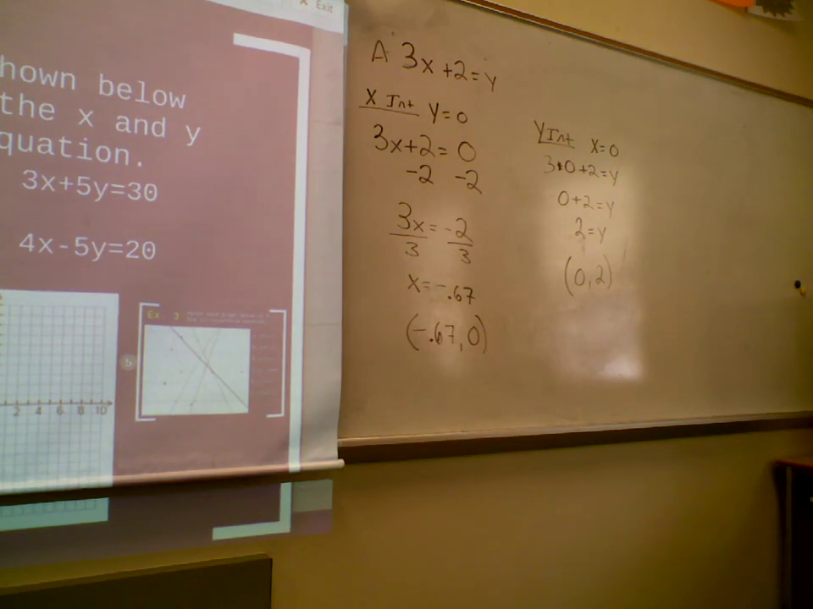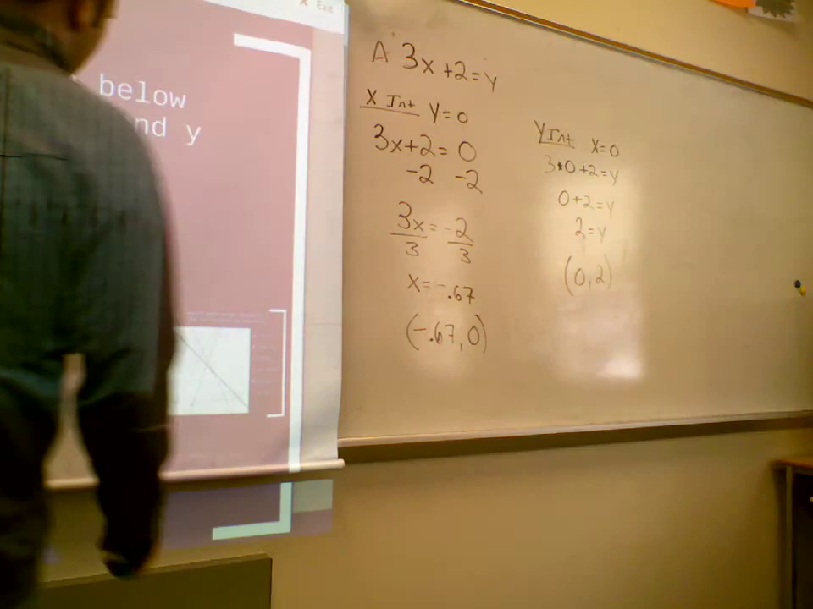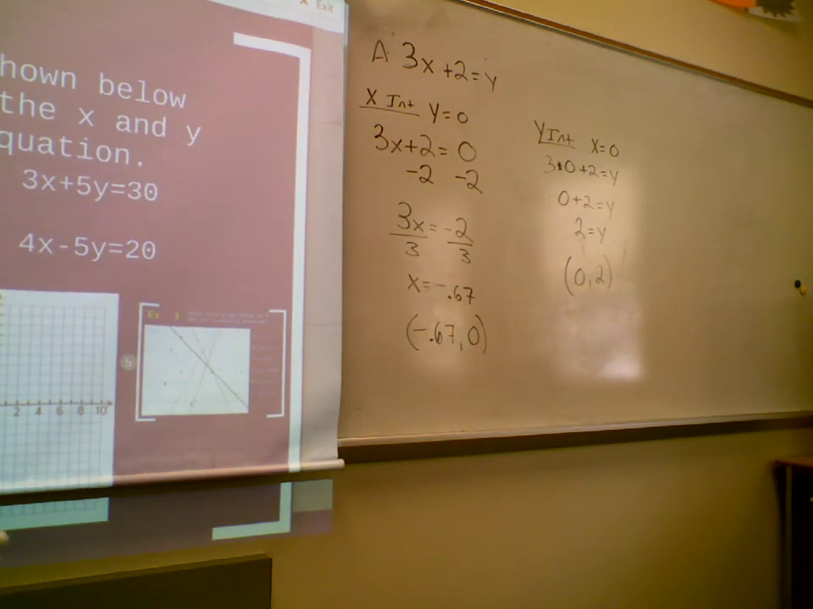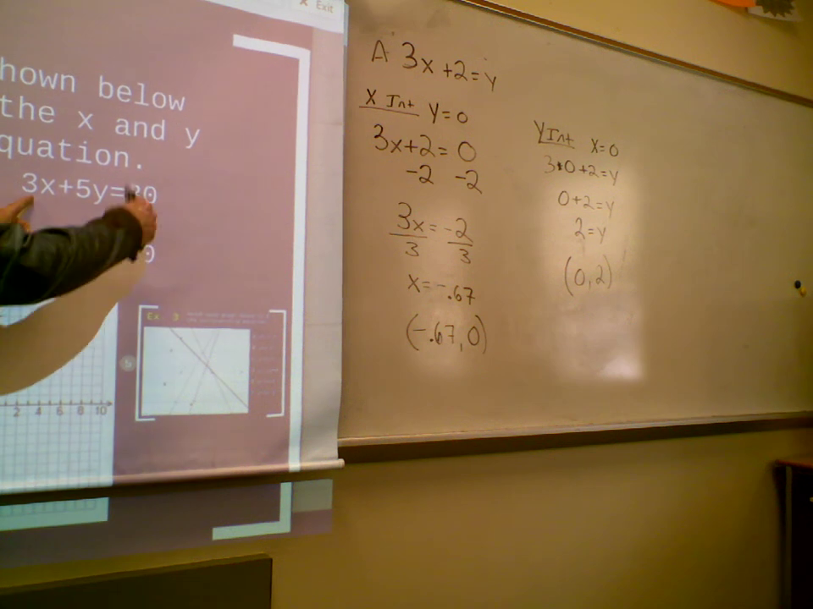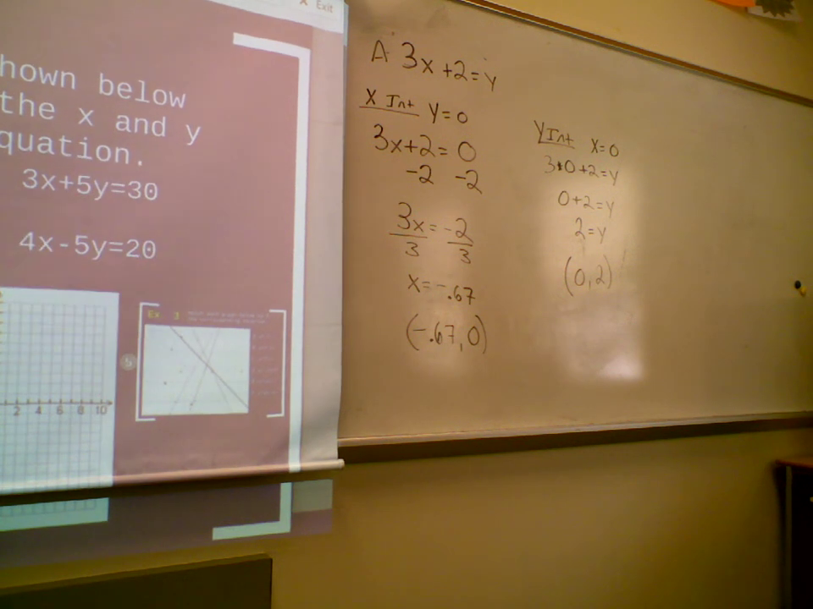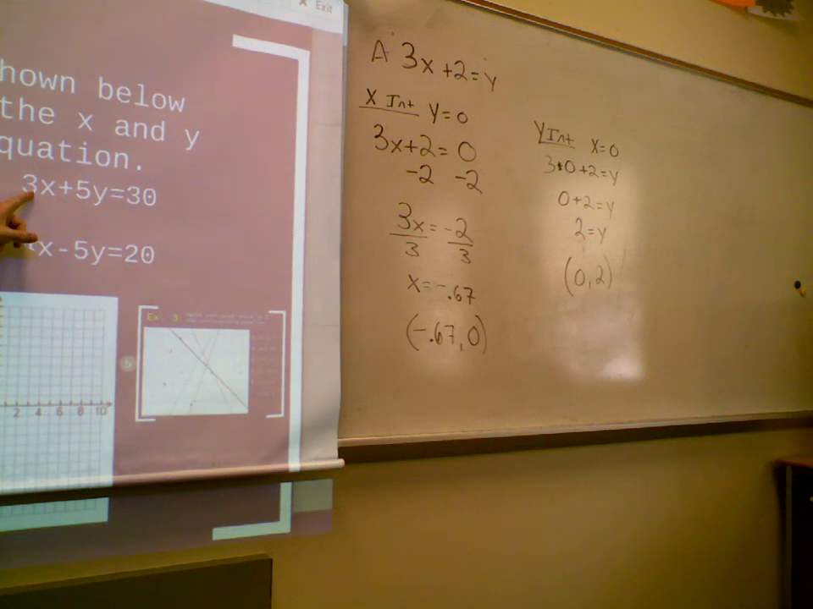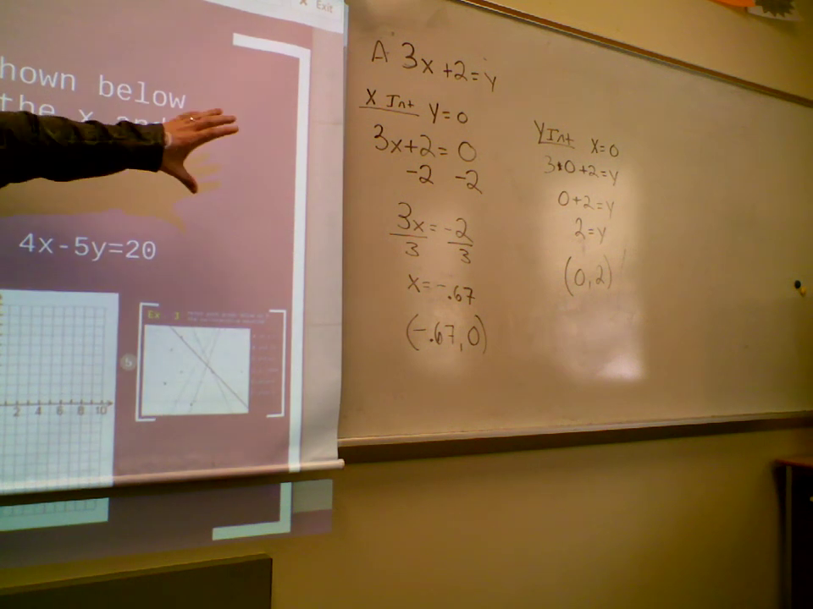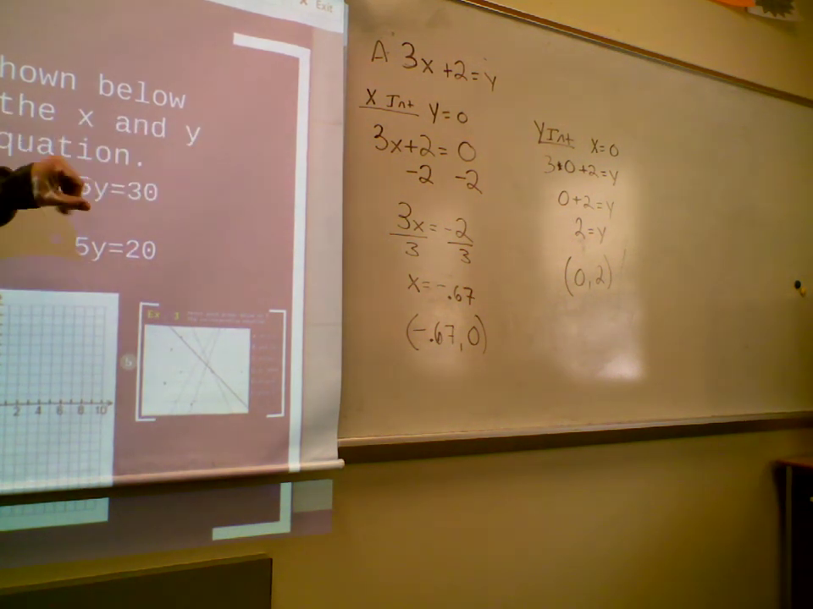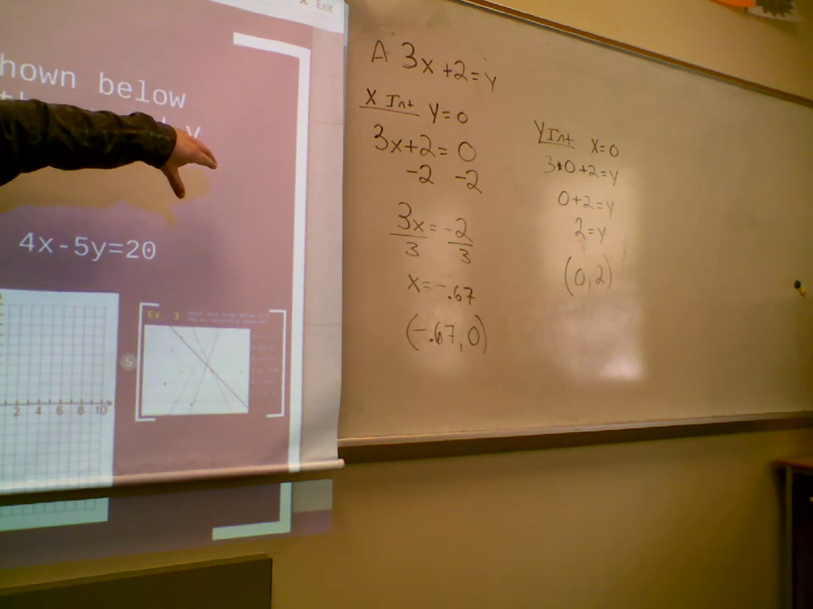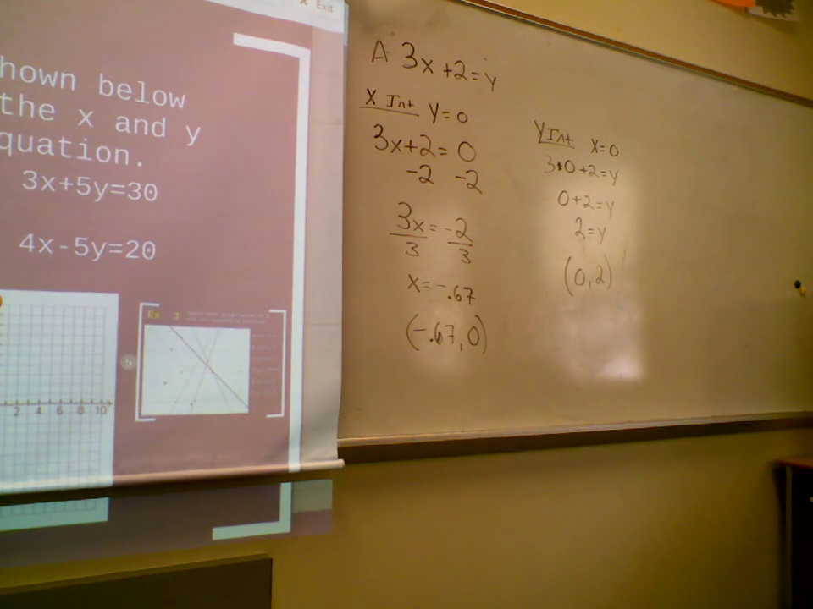If we're going to find the x-intercept, what do we plug in for y? 0, right? So you end up with 3x equals 30. So you can divide, right? If we're going to find the y-intercept, what do you plug in for x? 0. So you end up with 5y equals 30, right? So you divide by 5. You get 6.